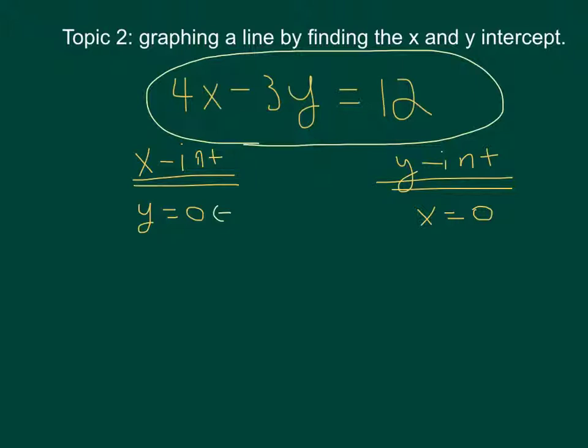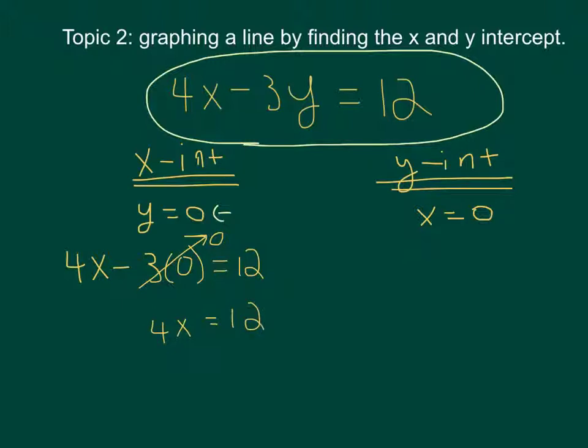So let's see what that looks like. I'm going to have 4x minus 3 times 0, so instead of y, I'm writing 0, equals 12. Well, this thing, 3 times 0, just becomes 0. I have 4x equals 12, so now I know that x equals 3. Remembering that x-intercepts are just a special point, I can represent this as a coordinate pair where it's going to be 3, 0. So when x is 3, y is 0. And that's a point on my graph.